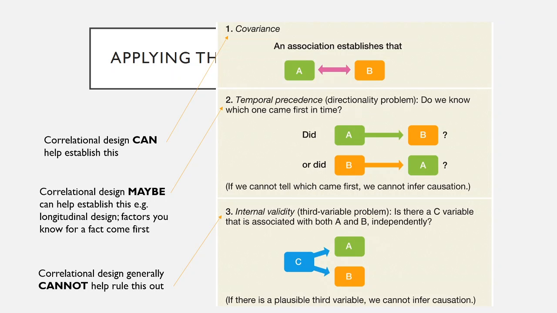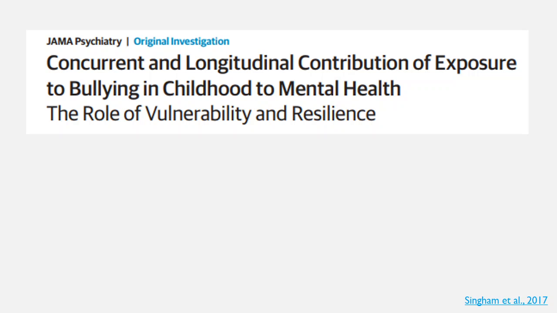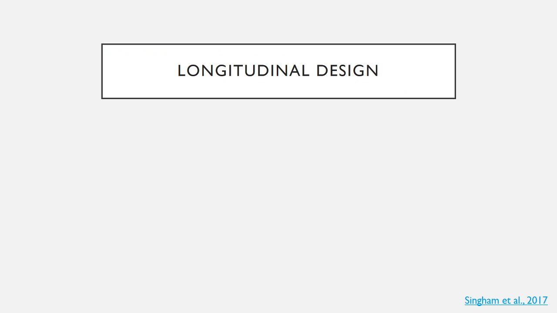So, in these last two pieces that I'm going to talk about, this temporal precedence bit and moderation, I'm basically going to demonstrate that correlation can sort of get you at least part of the way through all of these criteria for a causal claim. So the first is with what we call longitudinal design.